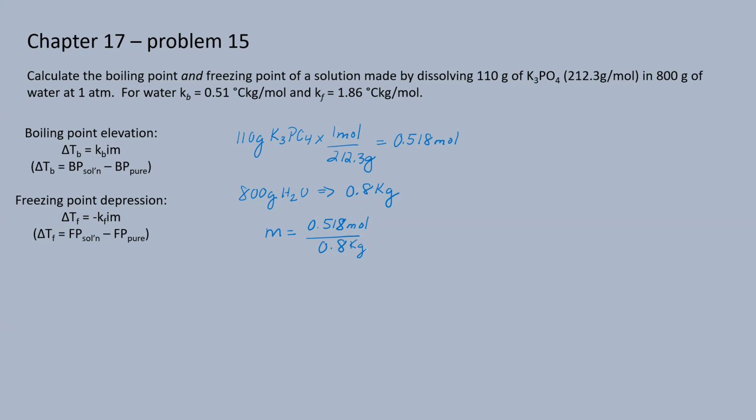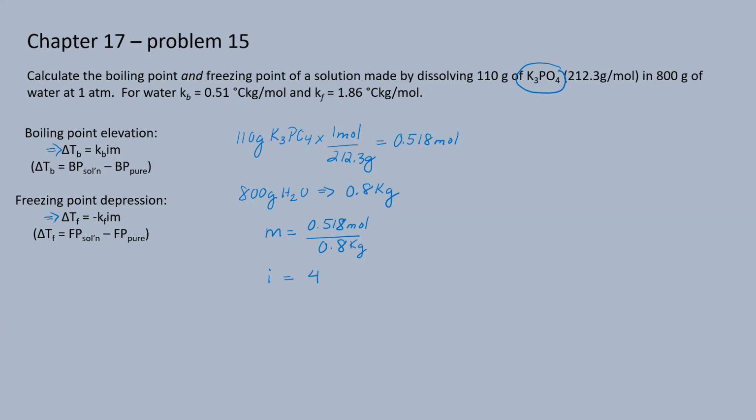And then our i value: if we look at the formula for potassium phosphate, we've got 3 potassium ions and 1 phosphate ion. So our i value is 4. And then we have our constants. Now notice that it's not asking us to find delta Tb or delta Tf. It's asking us to actually find the boiling point and the freezing point.